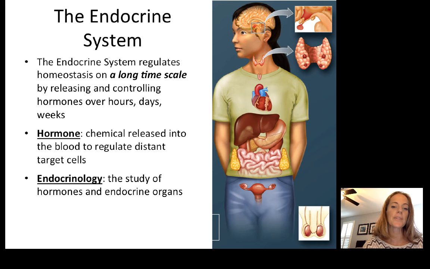So hormone is a chemical. Specifically, it's a chemical signal that is released into the blood to regulate distant target cells. So there will be an endocrine gland that releases a hormone, a chemical, into the blood. It's going to travel through the entire bloodstream, and it will then reach its target organs and target cells. So endocrinology is the study of hormones and the endocrine organs that produce and regulate the release of hormones.